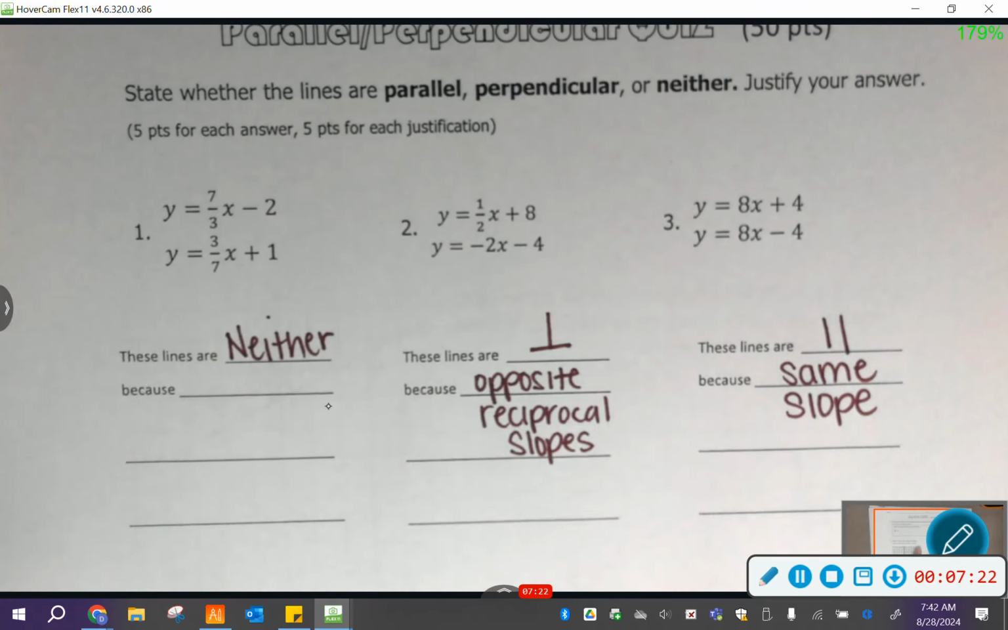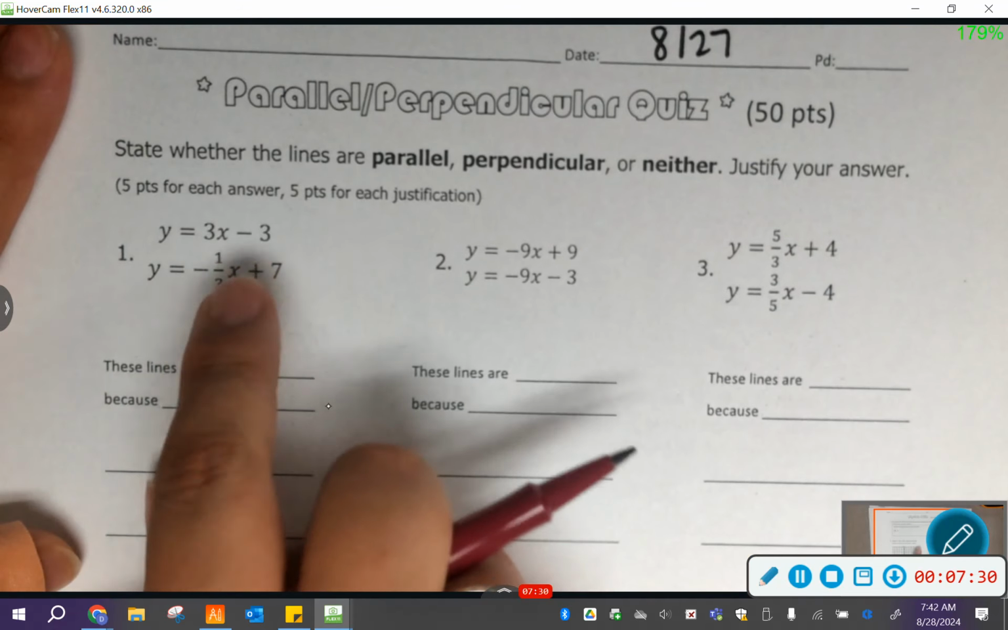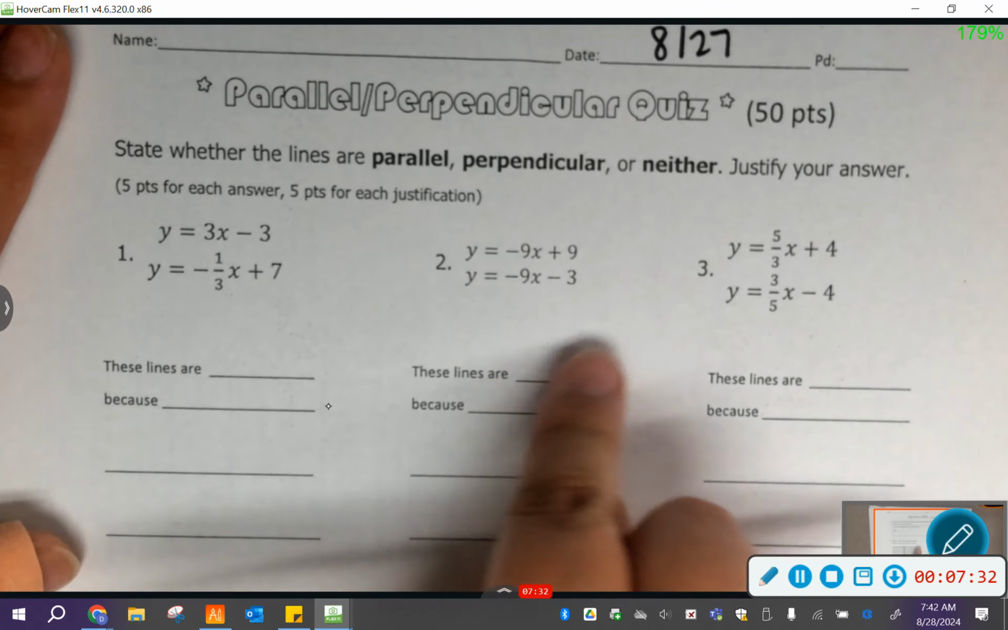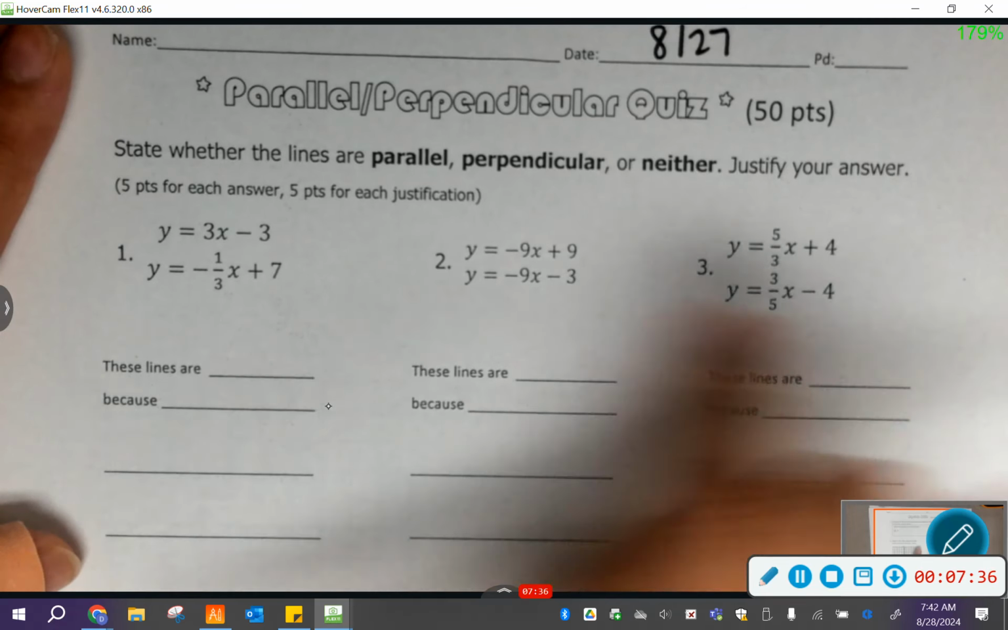On two, the other one, that's not true. You need to make sure you're writing the word slopes. If you had this quiz with stars on it, you would have gotten perpendicular, parallel, and then neither at the end. For the same reasons.